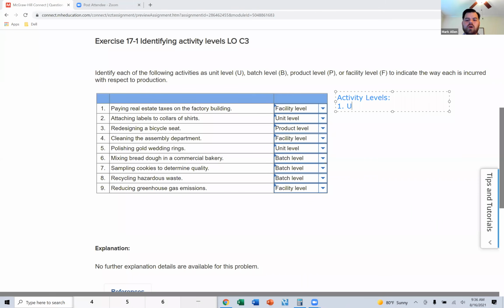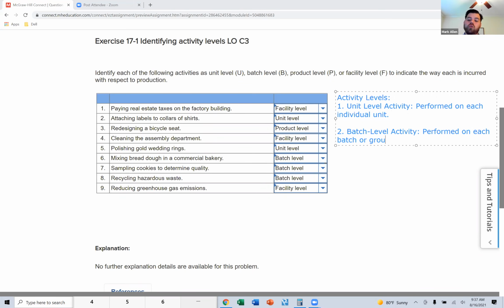The first is what is called unit level activity. So unit level activity, this is performed on each individual unit. So performed on each individual unit is how we identify a unit level activity. Number two, this will be a batch level activity. These are performed on each batch or group of units.